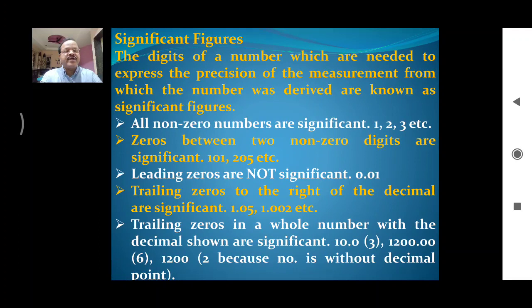So this is how we can decide the significant figures. There may be objective questions on this, on how to find out the significant figures. So these are some rules which can decide the significant figures.